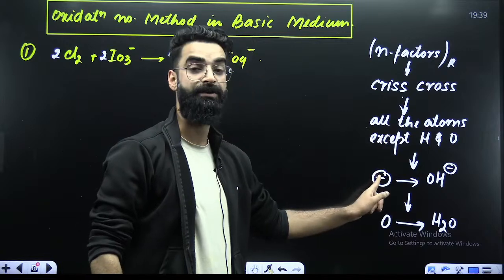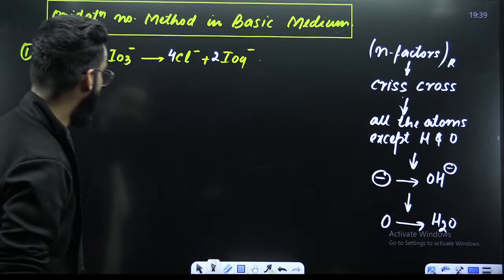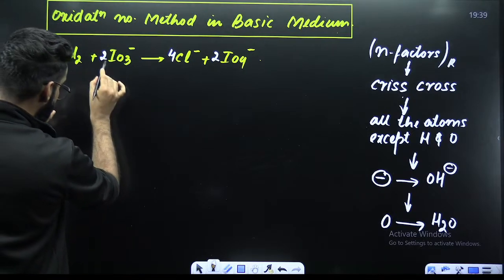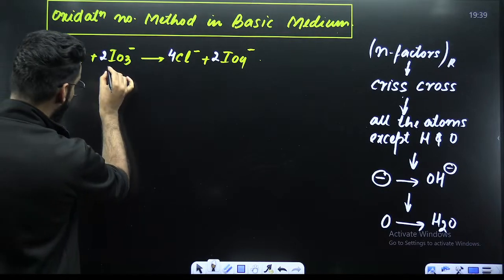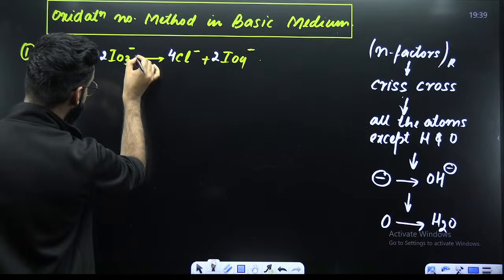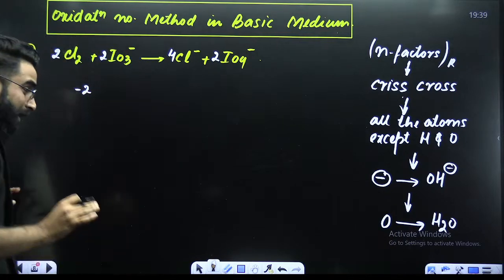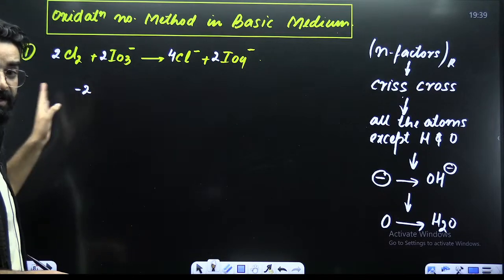Now is the time for the negative charge. Negative charge is balanced with the help of OH negatives. Try to understand how. Is there any charge on this chlorine? No. Do you see any charge here? Yes, we can see the charge here. One IO3 molecule carries charge -1, so 2 IO3 molecules will carry the charge -2. So on the left side, the total charge is -2.